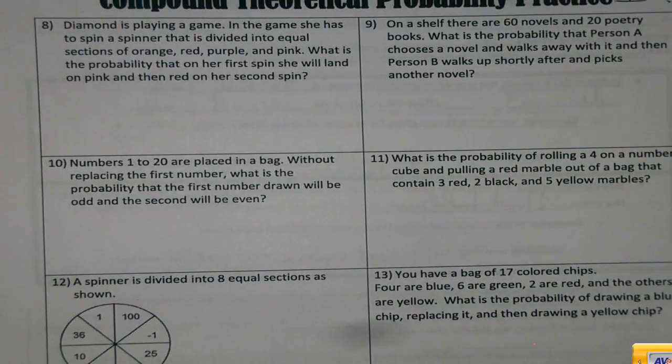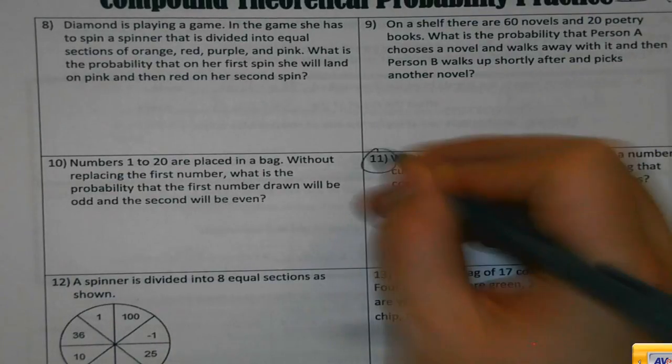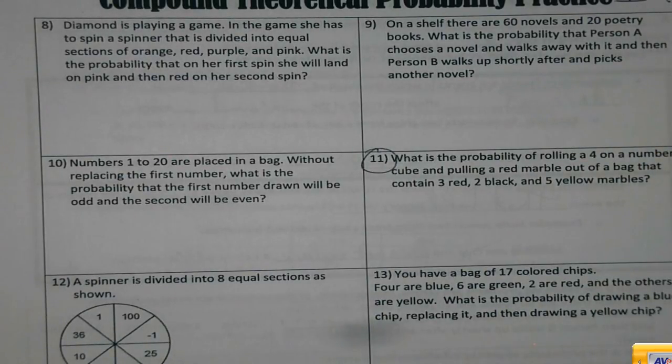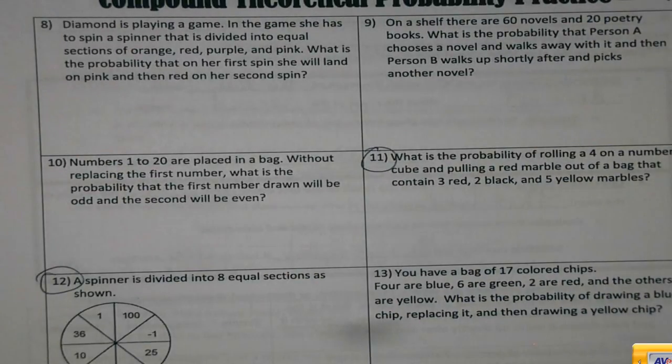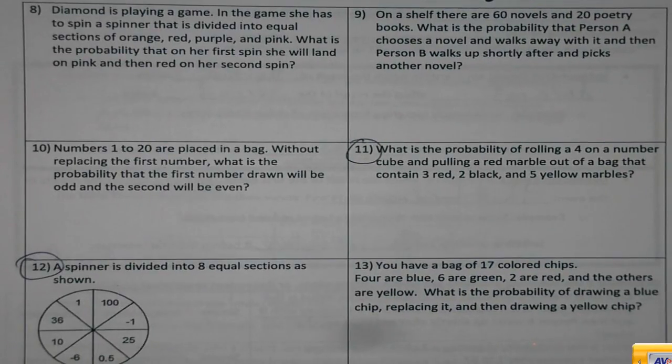So when we get back here, let's actually do one of these. I'm going to grab a couple of these, I think. Ooh, I see 2 I like. Okay, so let's try 11 and 12 here. What's the probability of rolling a 4 on a number cube and pulling a red marble out of a bag that contains 3 red, 2 black, and 5 yellow marbles?